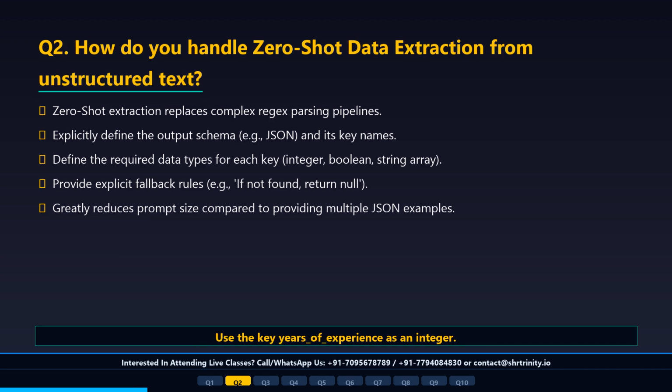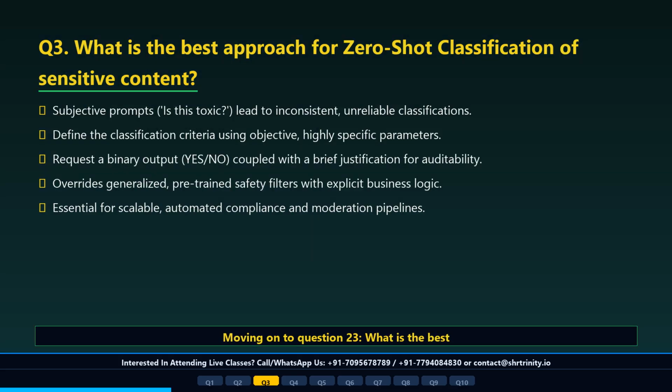Use the key years_of_experience as an integer. Use the key primary_skills as a list of strings. If a value is not found, use null. This prescriptive rule setting forces the model to adhere to your backend data contracts perfectly, completely bypassing the need for few-shot exemplars. Moving on to question 23, what is the best approach for zero-shot classification of sensitive content?